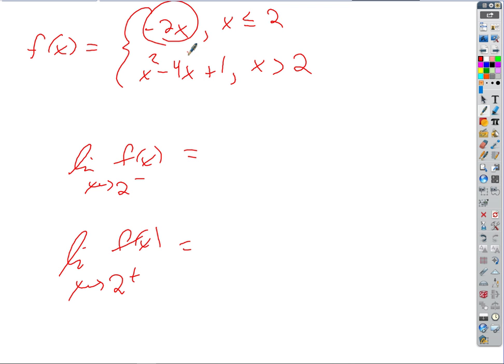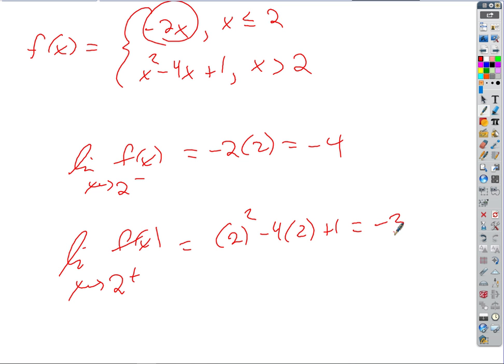As we approach 2 from the left, that's just going to be negative 2 times 2, which is negative 4. If we approach 2 from the right, I plug 2 in here and get 2 squared minus 4 times 2 plus 1, which is negative 3. So those don't match up. Where is this discontinuous? At 2. What kind of discontinuity is it? Non-removable.